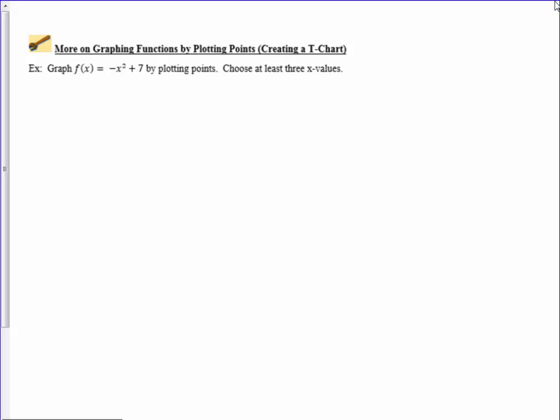This example is asking us to graph a function by plotting points. Recall from our definition of a function that f of x is the same thing as y. So if we're given a function and asked to graph it, we normally replace the f of x with y. So in this case it would become y equals negative x squared plus 7.